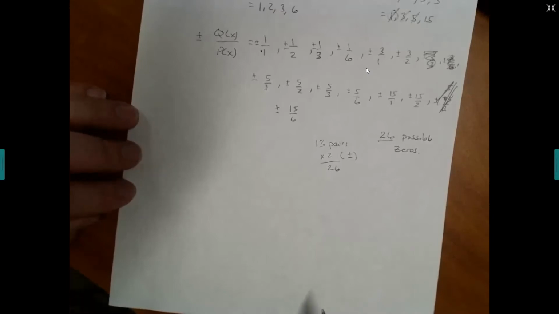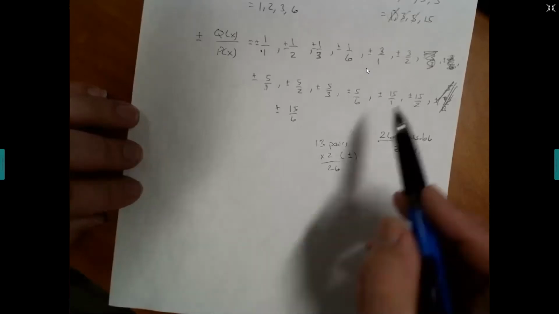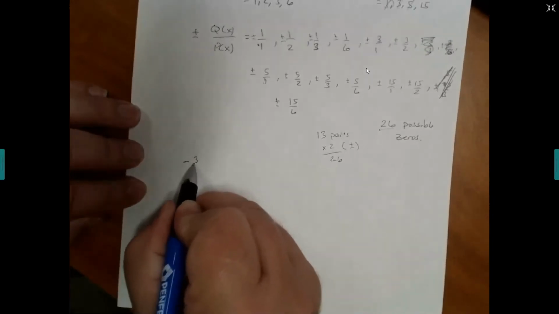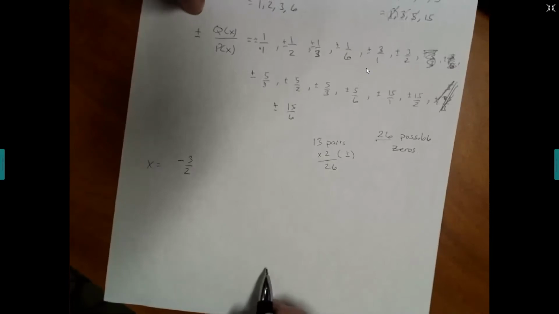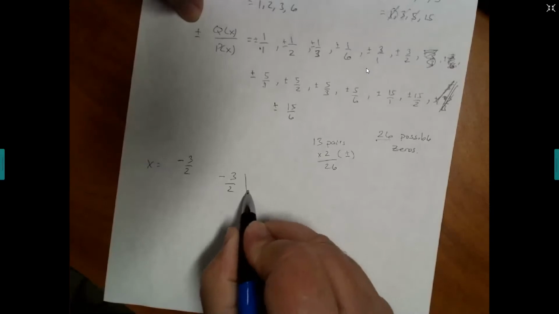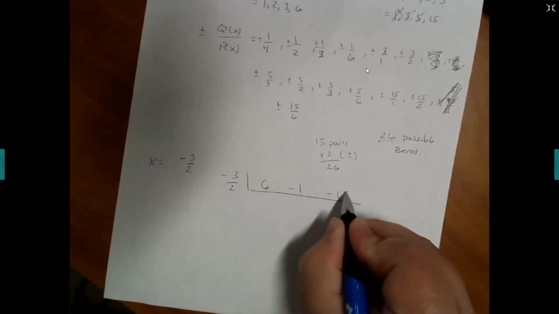Now we plug in each one. Let me see. I'll pick one that I know is going to work. Here, let's pick -3/2. So we'll put -3/2, 6 minus 1 minus 15.